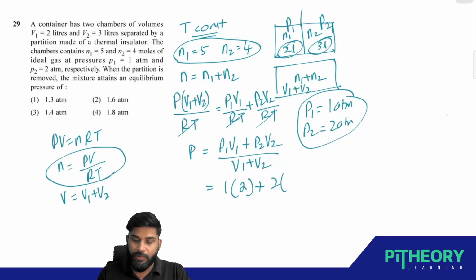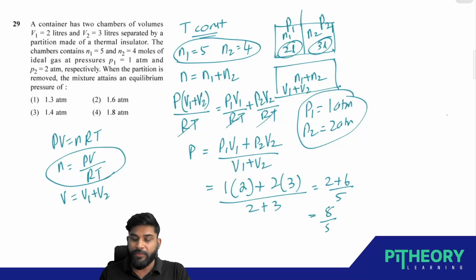2 atm into 3. See, why didn't I convert these liters into meter cube? Because in the denominator it is also coming. That common unit will get cancelled. So you'll be getting 2 plus 3. So what is this equal to? 2 plus 6 divided by 5. How much is that? 2 plus 6, 8 divided by 5.